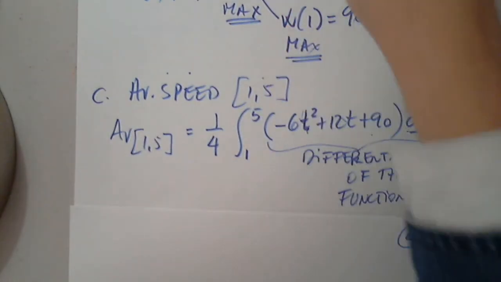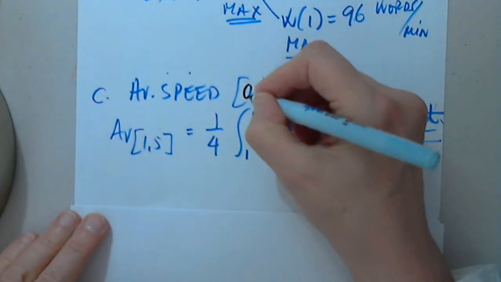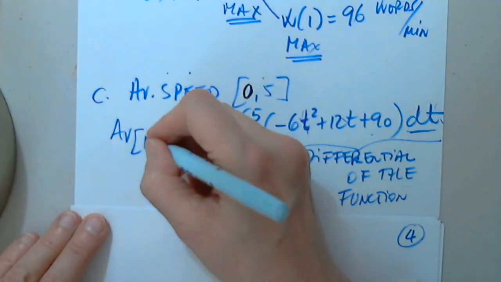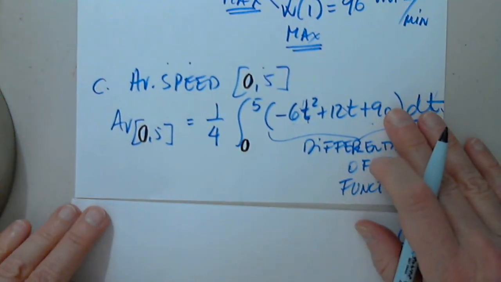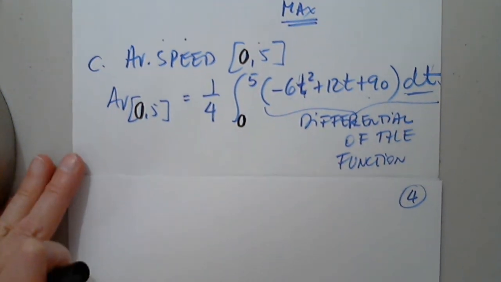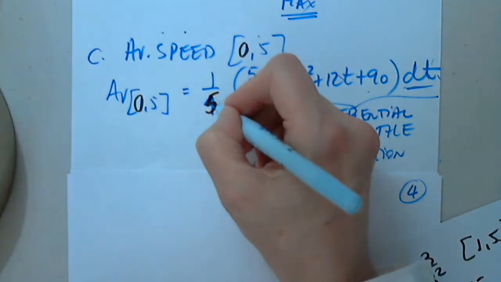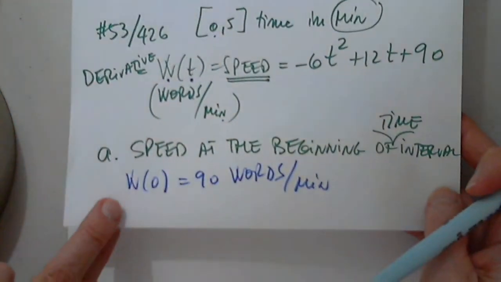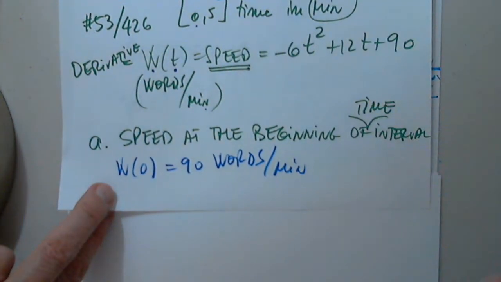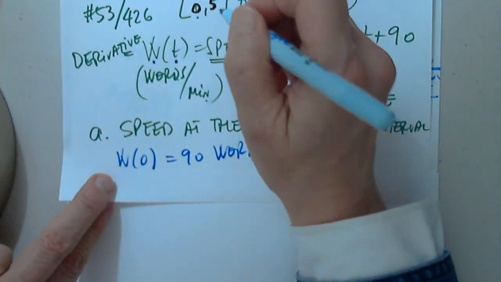So the initial integral was 0 to 5. Why did it change to 1 to 5 for the average speed? And wouldn't that be 1/5 in the front now? Of course. I forgot that the interval, in my mind was 1, that 1 got stuck in my mind. No excuse. It is 0 to 5.